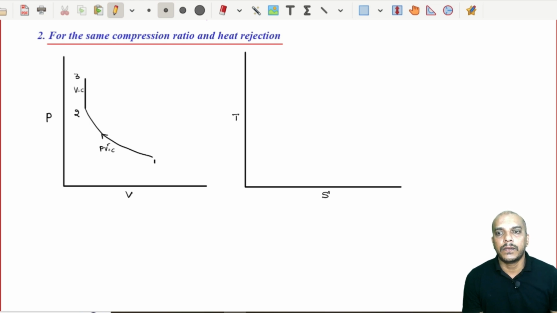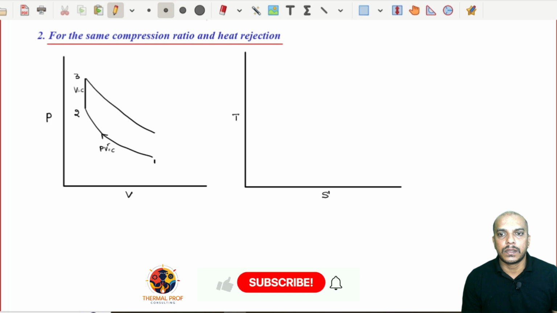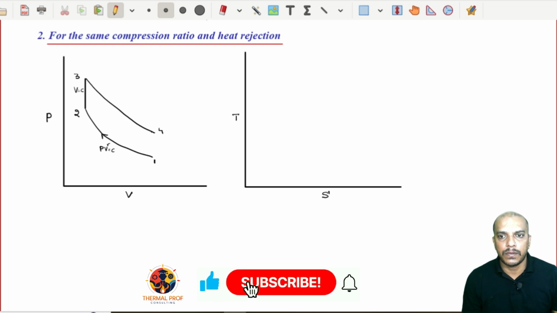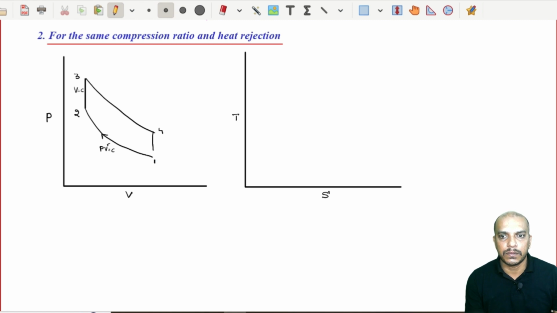Then we have again reversible adiabatic expansion from 3 to 4, which must go parallel to this line. Now, this is 3 to 4 and then we will have 4 to 1 constant volume heat rejection. So, this is PV^γ equal to constant, this is volume constant.